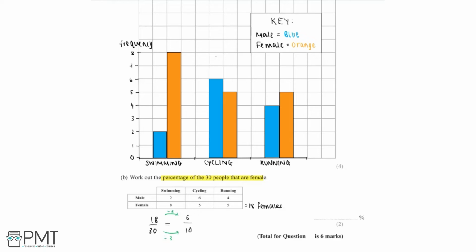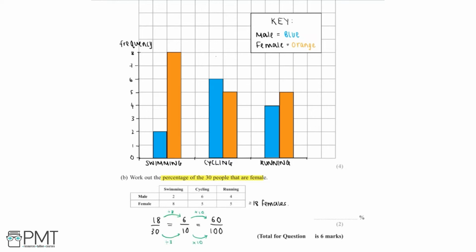Now to make the fraction out of 100, we can multiply both the numerator and the denominator by 10. And so when we multiply both the numerator and the denominator by 10, we'll get a fraction of 60 out of 100. And so 60 out of 100 is equivalent to 60%. And so we've found out that the percentage of the 30 people that are female is equal to 60%.